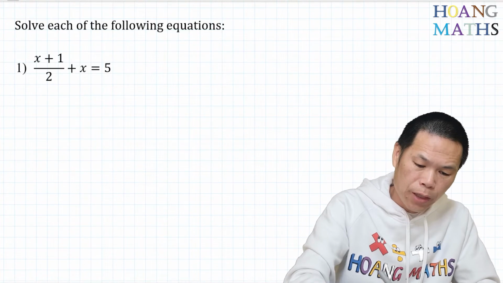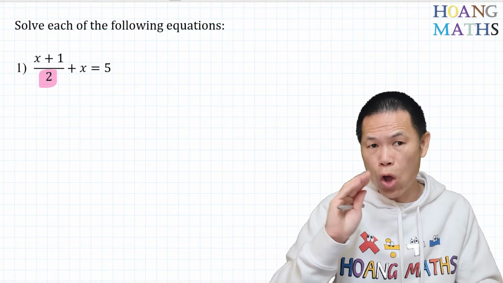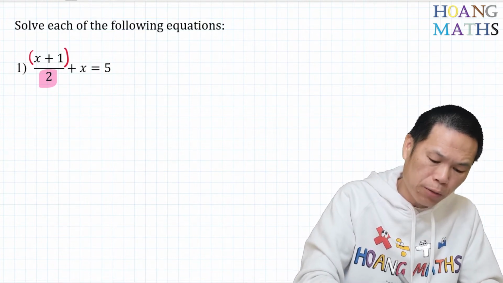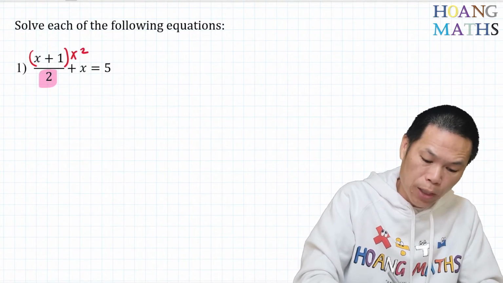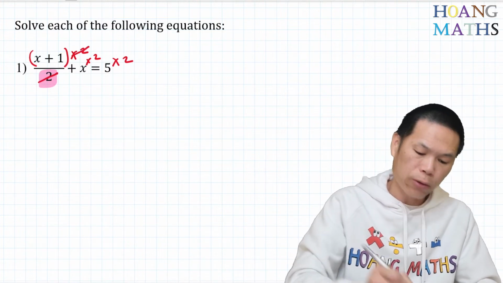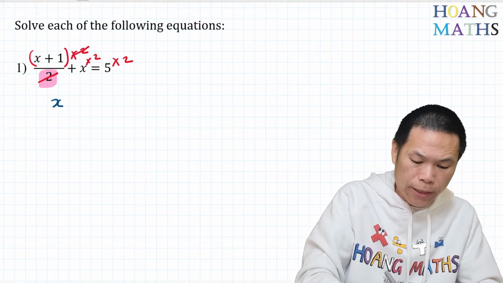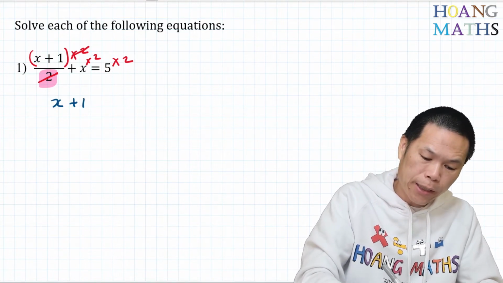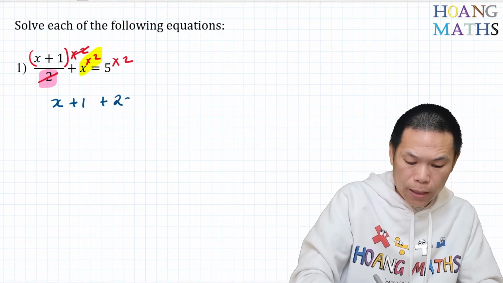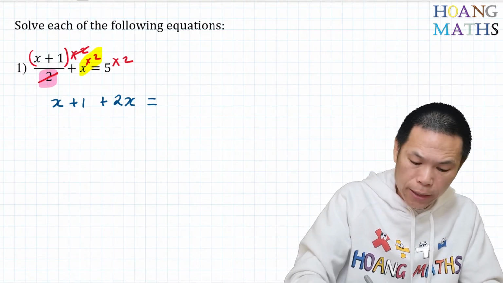So the first one, what we need to do is get rid of these 2s. By how? By times 2 on every term. So I just times 2 on this term. Now this is more than 1, so I times this by 2. So I times this by 2, I times this by 2. So these 2s cancel out. That's why we need to times 2. So the numerator only leaves us with x plus 1. And this term here is 2 times x, gives me 2x. So 5 times 2 on the right hand side is 10.